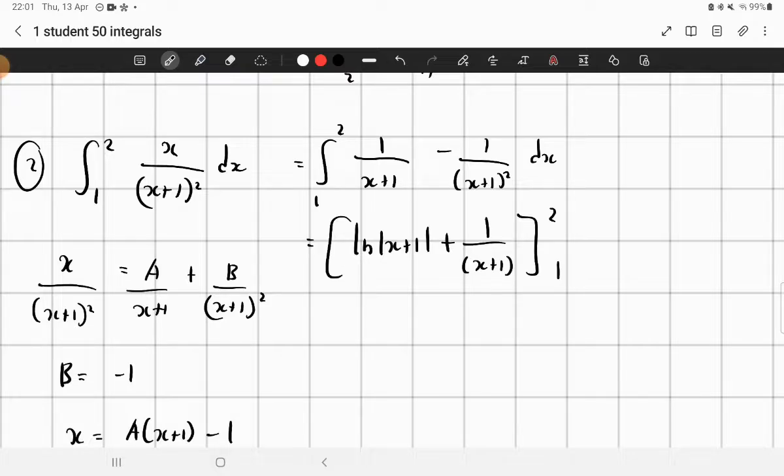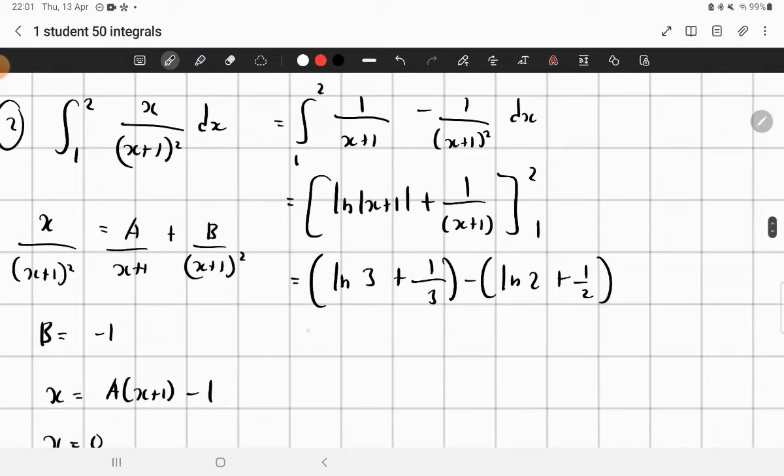So from here, just substitute your boundaries, your limits here. So ln of 3 plus 1 over 3 minus ln of 2 plus 1 over 2, and you could solve this. So it will be ln 3 over 2 and then -1 over 6. So here you go, that's your answer.